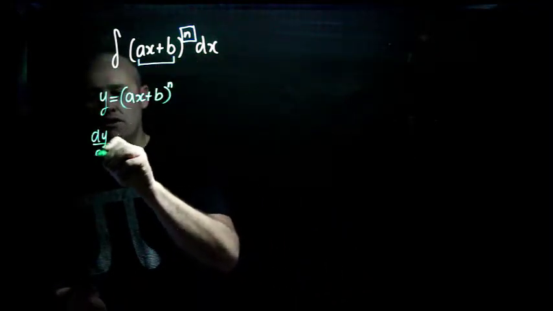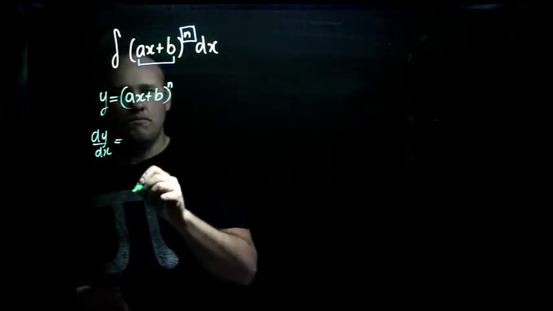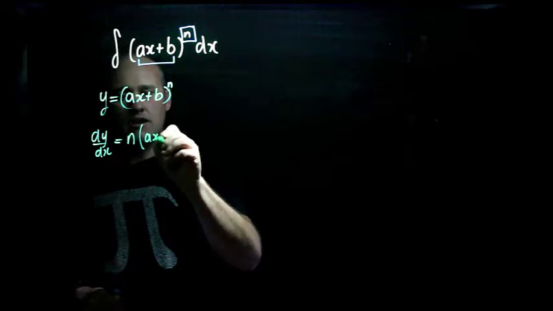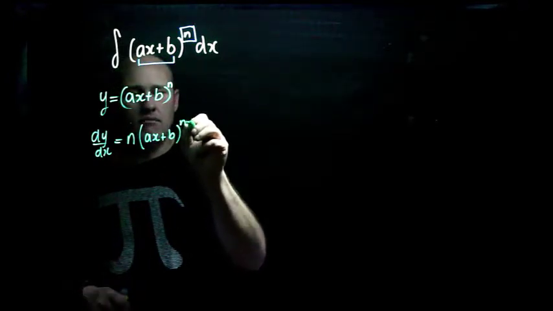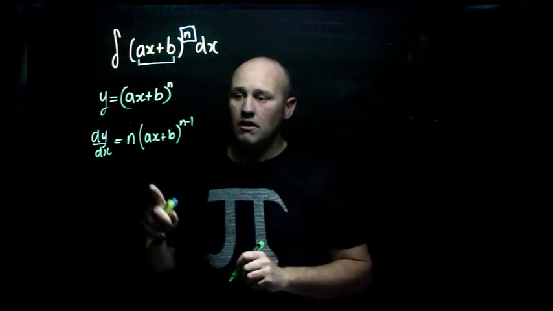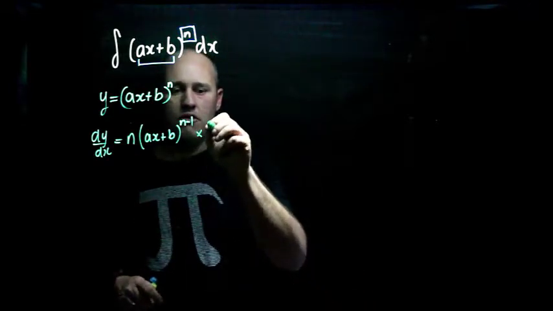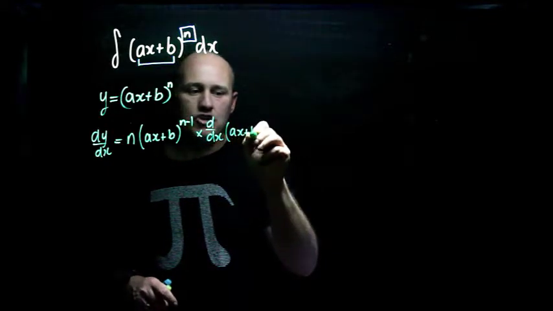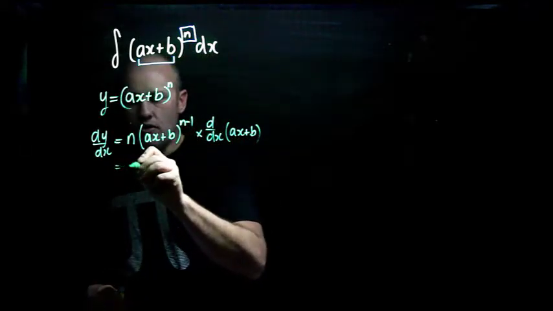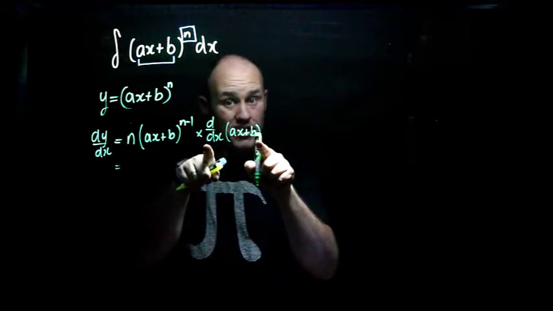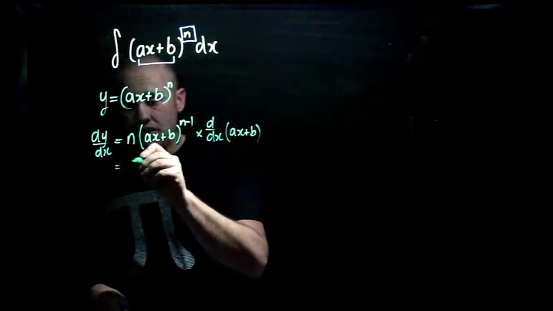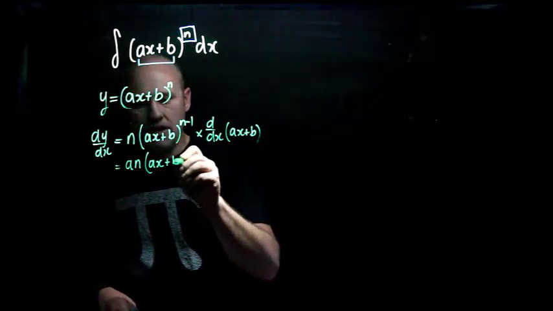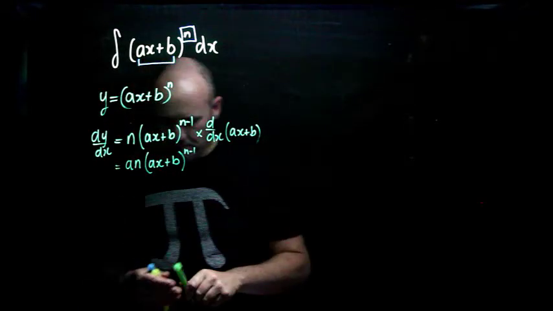dy dx is equal to, I would bring the power down, n, times ax plus b to the power of n minus 1, and then I would have to multiply by the derivative of the inside function. This is my speedy way of doing the chain rule. Of course, you might be able to do it even quicker. Basically, the derivative of the inside is a, and so I get a times n times ax plus b to the power of n minus 1.